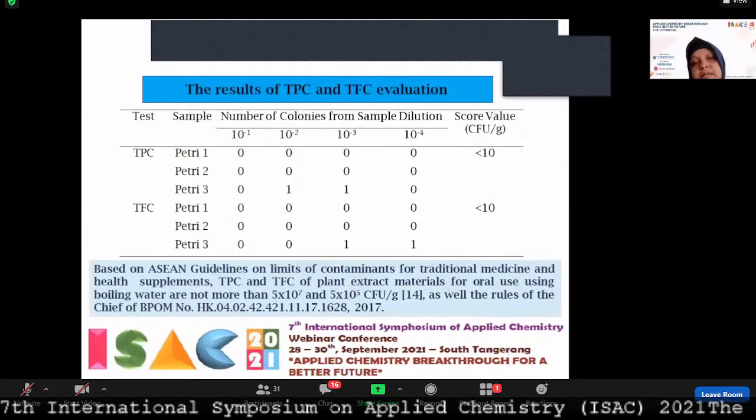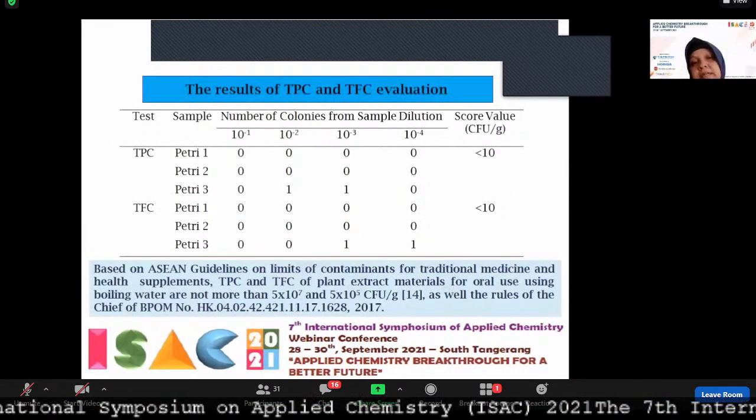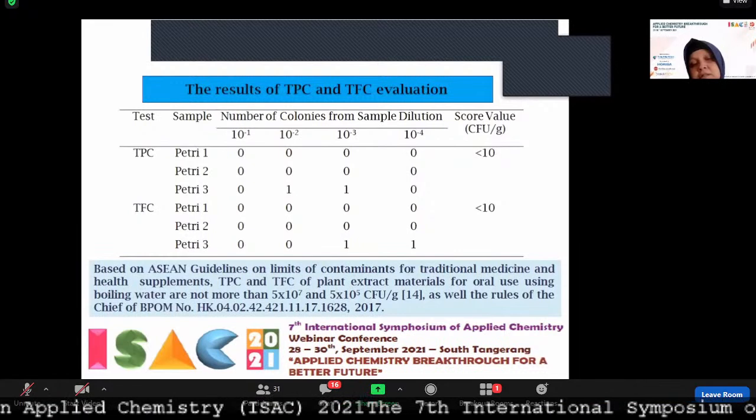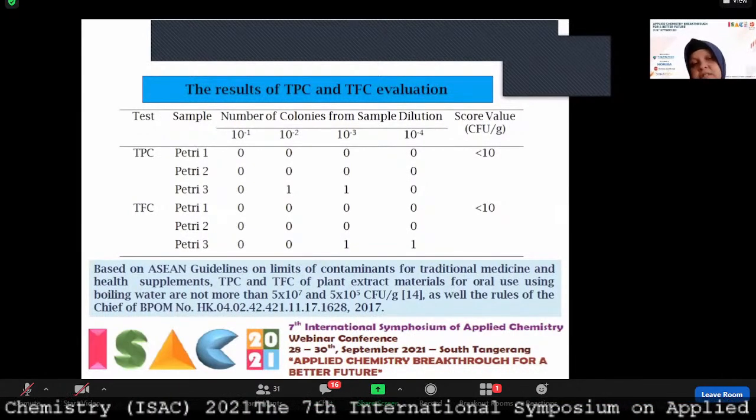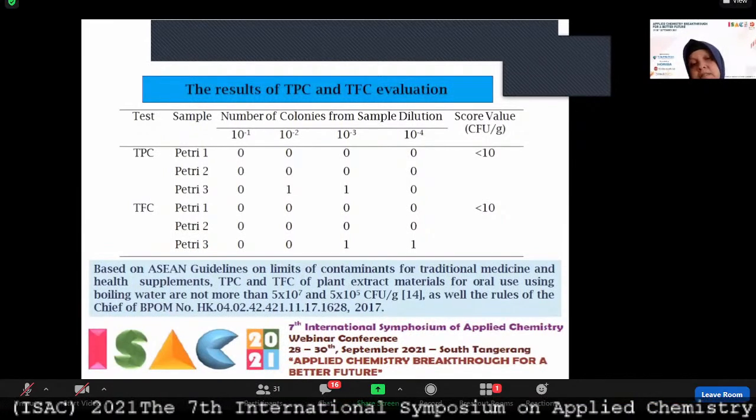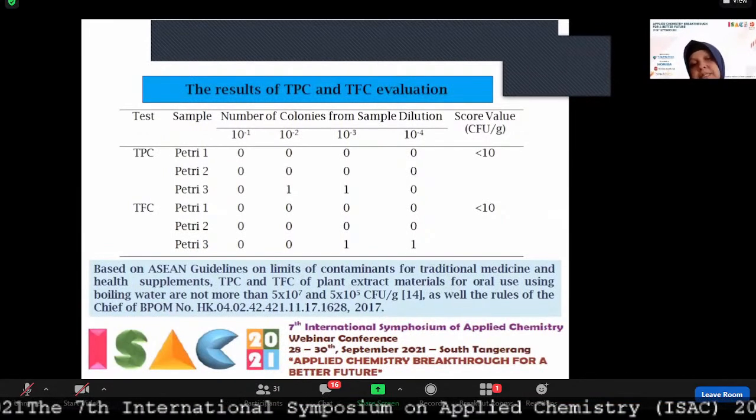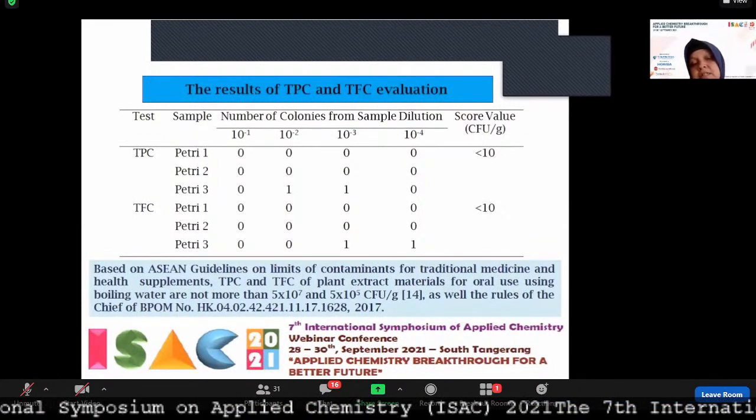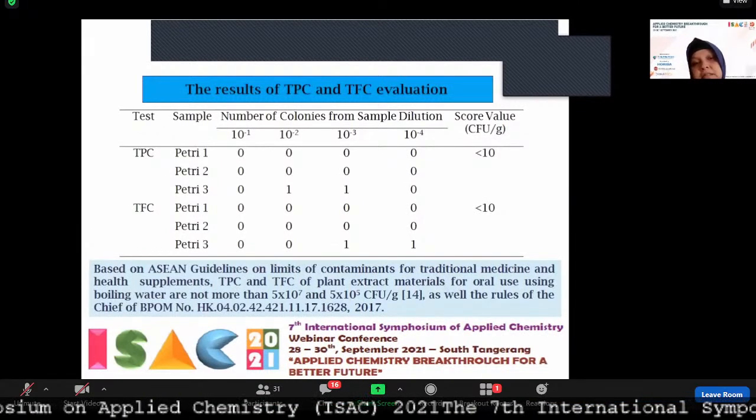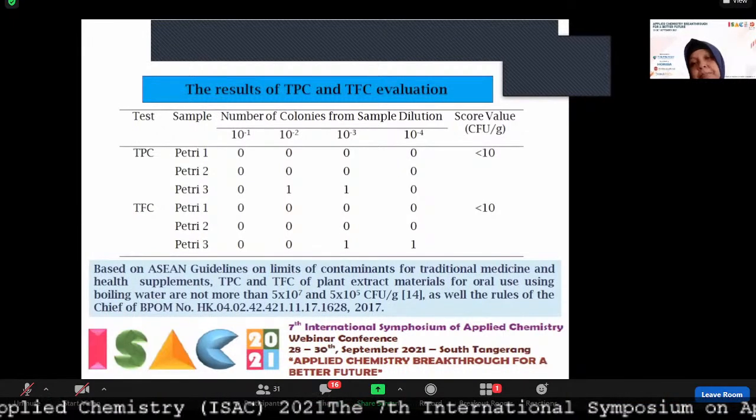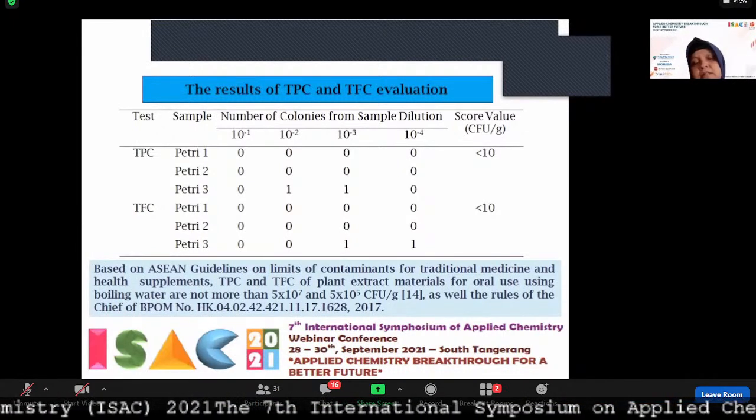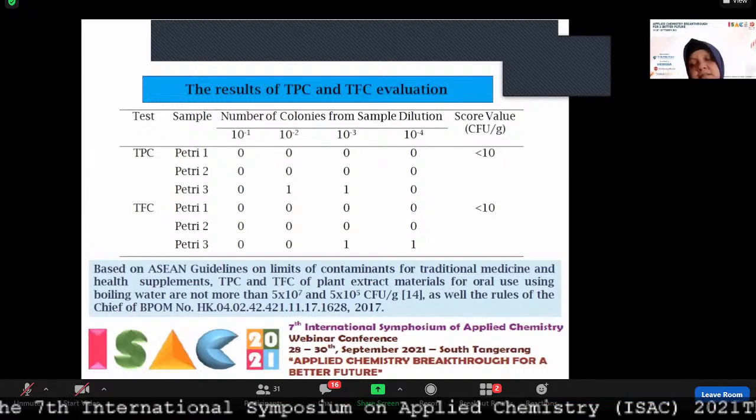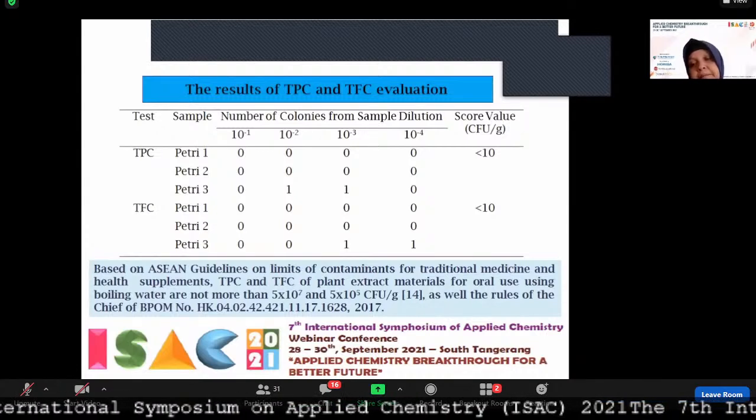And from the microbial contaminant analysis from the table, where the TPC and TFC were conducted in triplicate, and from Petri dishes 1, 2, and 3, both the TPC and TFC values showed that the TPC and TFC are less than 10 colony forming units per gram.